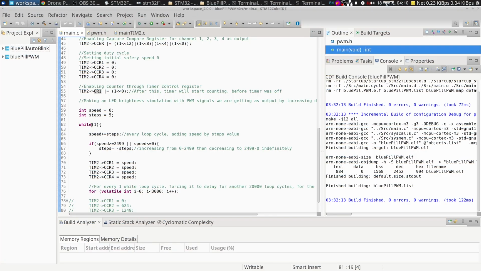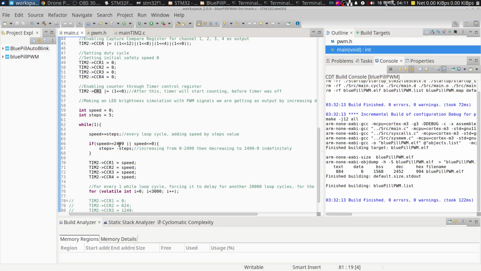We are running this infinite loop. First of all, we are increasing 5 steps in every loop cycle. Here is the logic: whenever the code reaches the maximum loop cycle, this 2499, we want the steps to be a negative value, so it goes back. Whenever we are increasing from 0 to 2500, we are giving the motor or the LED the higher duty cycle slowly to the full duty cycle.